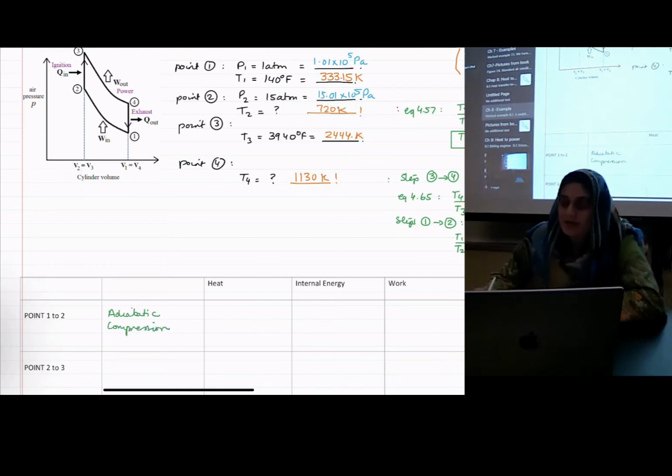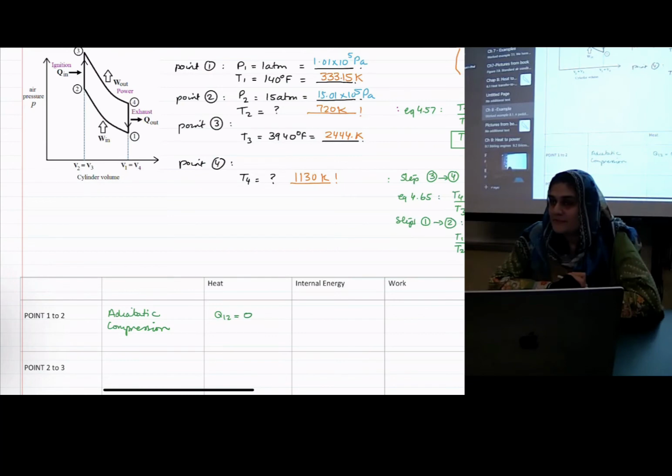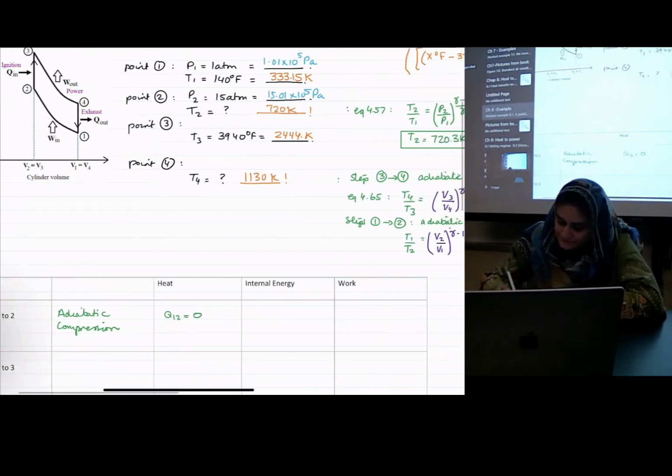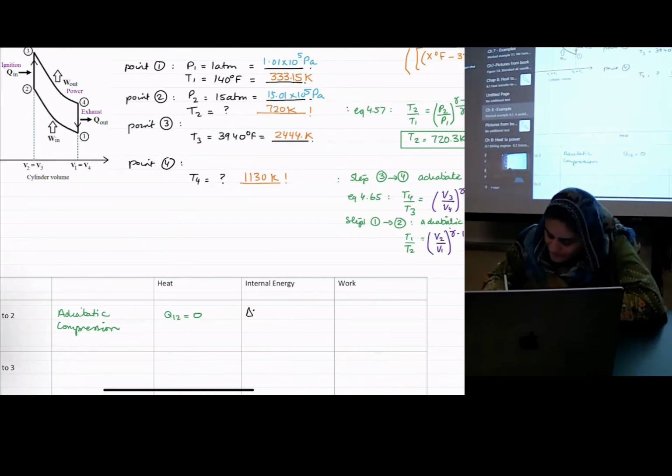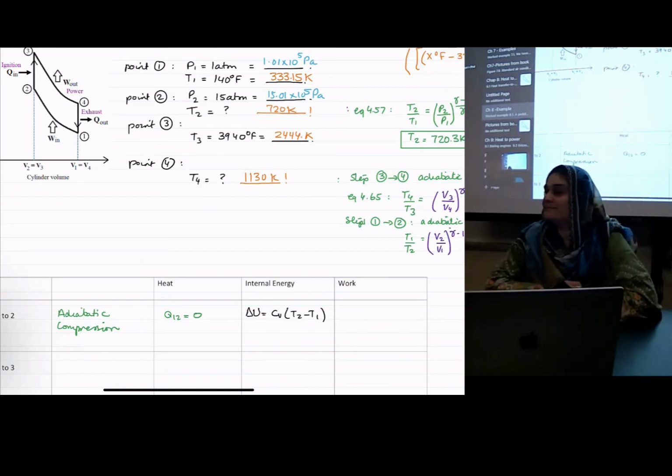What do I know about adiabatic compressions? So will Q12 equal 0? Yes. What do I know about internal energies? Delta U will always be CV (T2 minus T1). Do I have T2? Do I have T1? Do they give me CV? Done. And what will be work?